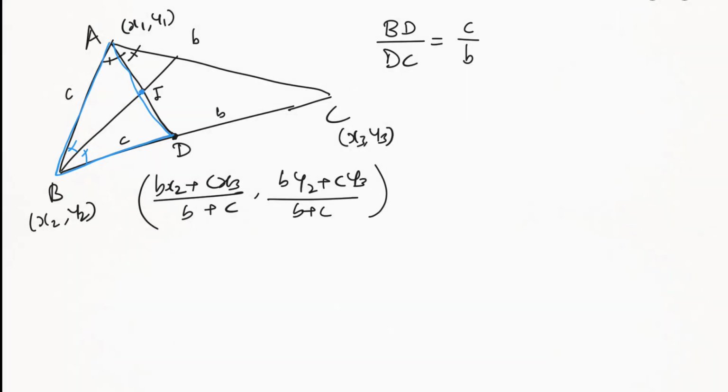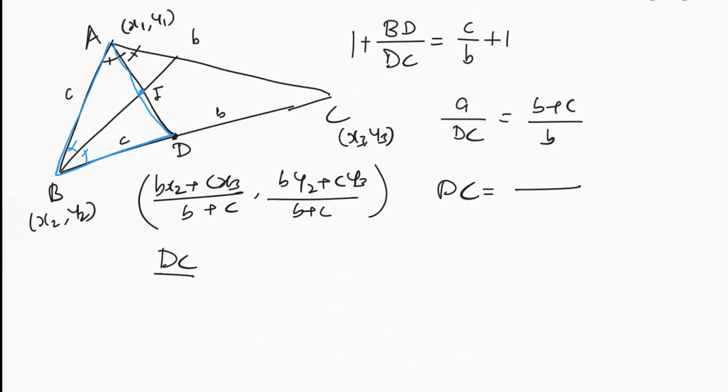Using this itself, if we add 1 to both sides, why are we adding? Because this way you will get a, right, in this equation, BD plus DC. So BD plus DC is what? a, right? a over DC is (b plus c) over b, and DC is what? DC will be something, but we are interested in BD, right? So let's reverse that. DC over BD is b over c. Just add 1 to both sides. BD plus DC is what? a, right? a over BD is (b plus c) by c.